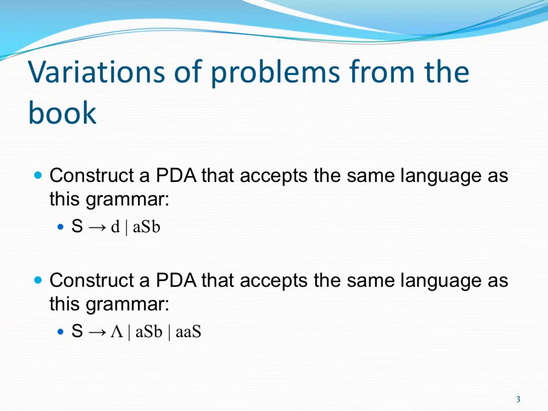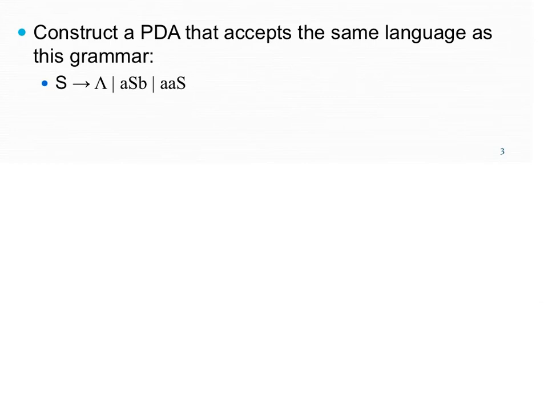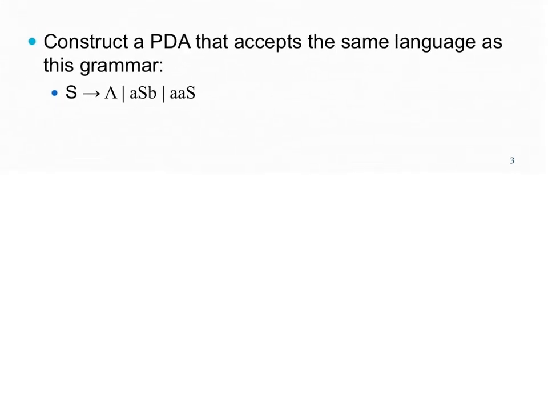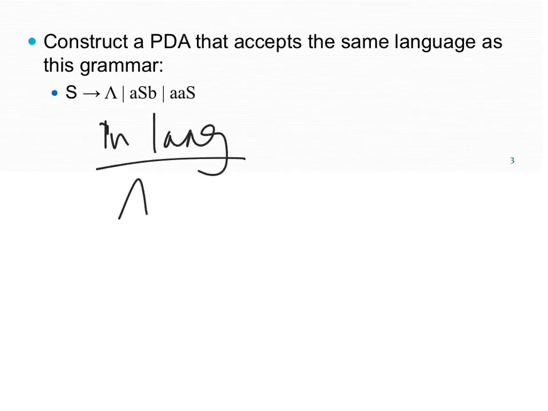Okay, so let's take a look at this second problem. Let's look at this grammar for a minute and see what kind of strings we can get from it. So obviously the string lambda is in there, right? So in my language, we've got lambda. We also have, it looks like we can have pairs of A's at the front or A's at the front, but the A's at the front have to match the number of B's.